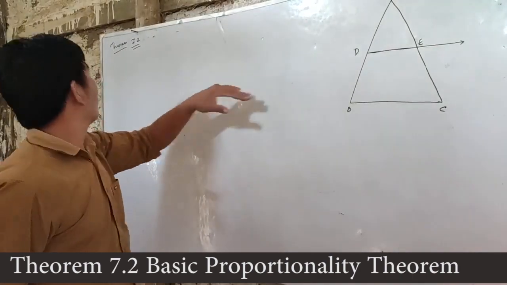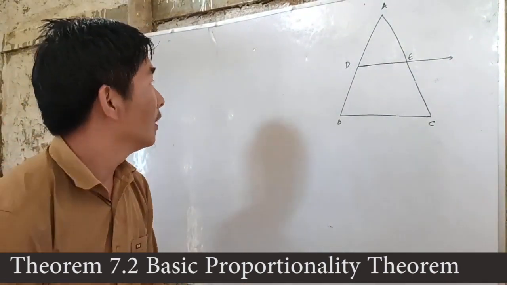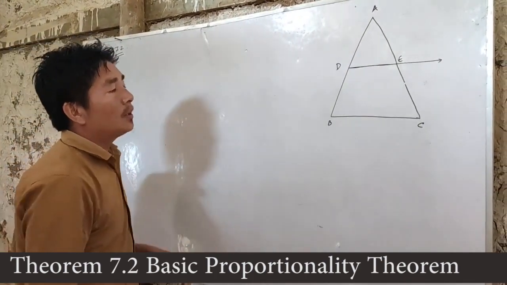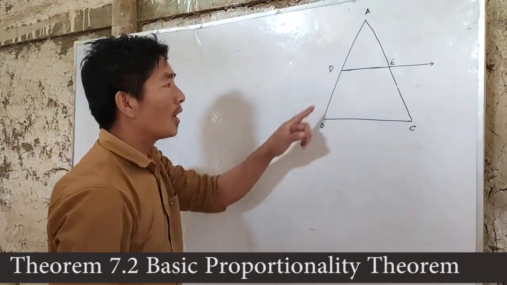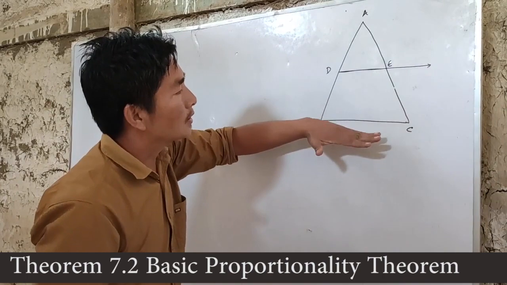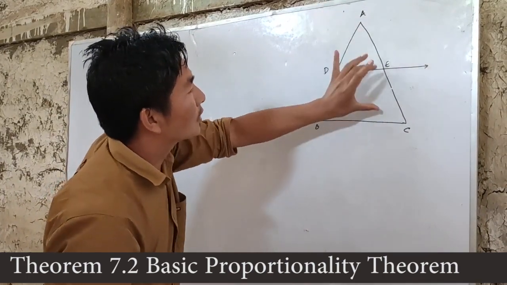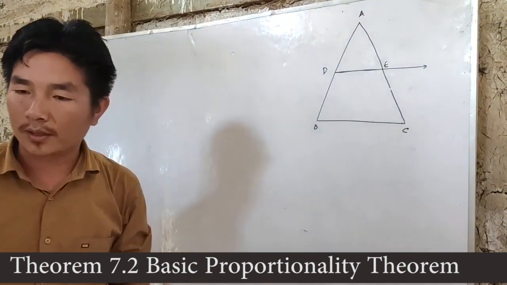Okay, now let us go to Theorem 7.2. That is nothing but the converse of the basic proportionality theorem. This theorem states that if a line DE of a triangle is drawn in such a way that it divides two sides in the same ratio, then that particular line is parallel to the third side.